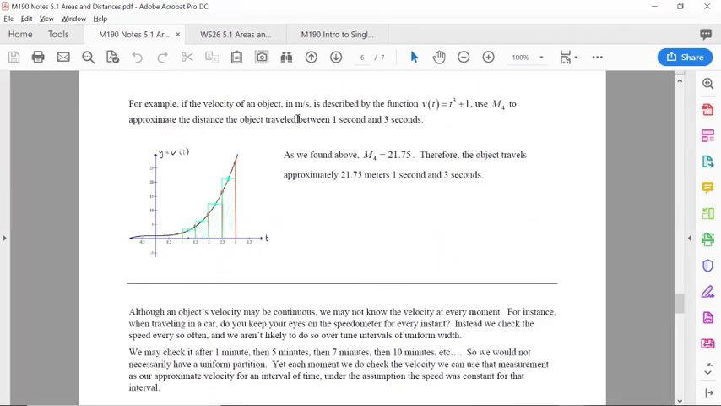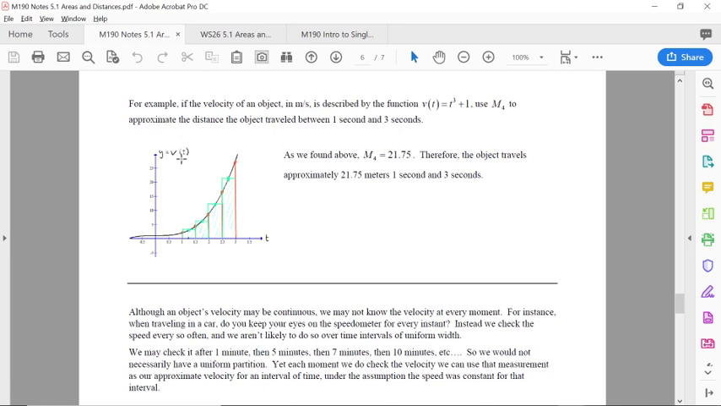Okay, so suppose that we had a velocity function described by the function we were just looking at: v of t equals t cubed plus 1. Suppose that was a velocity curve. Then we just found, by use of the midpoint rule, that the area under that curve from 1 to 3 is approximately 21.75. Interpret that in terms of distances.